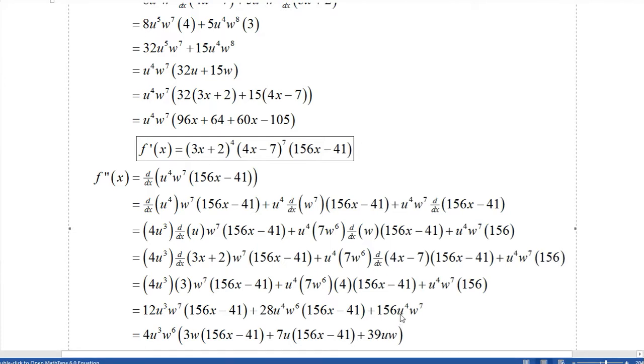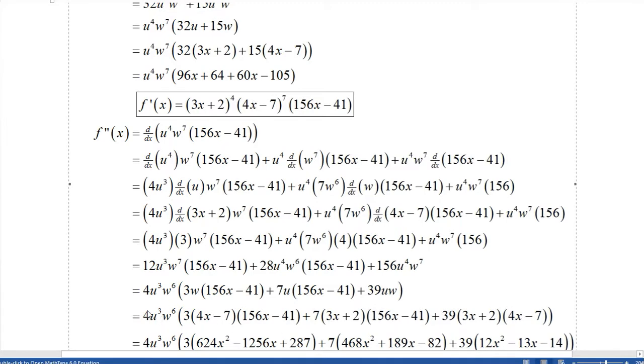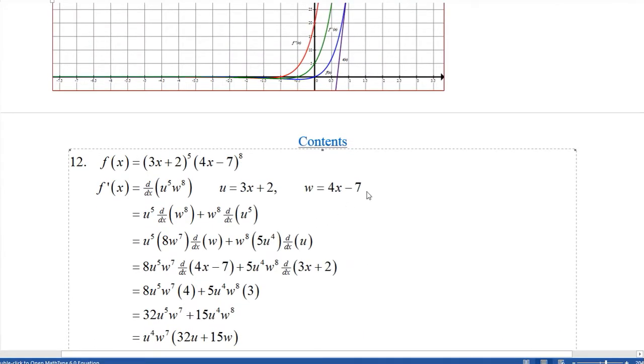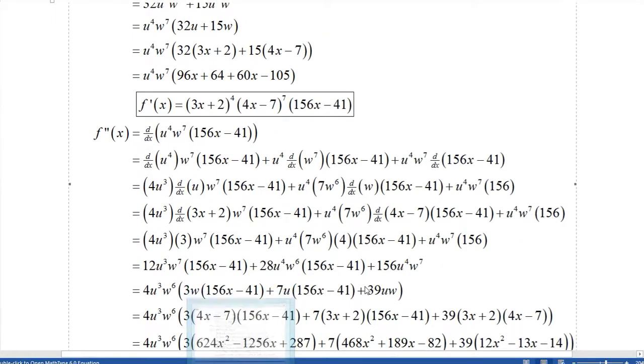That's correct. And then u to the 4th divided by u cubed is a u. W to the 7th divided by w to the 6th is a w. Now I'm just going to leave this out front for a moment. W, let's go back, is 4x minus 7. So that's going to happen right here and right here at the end.